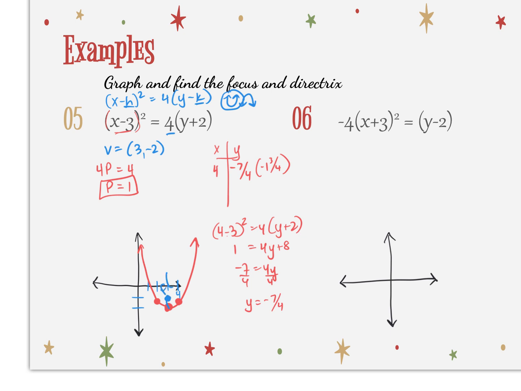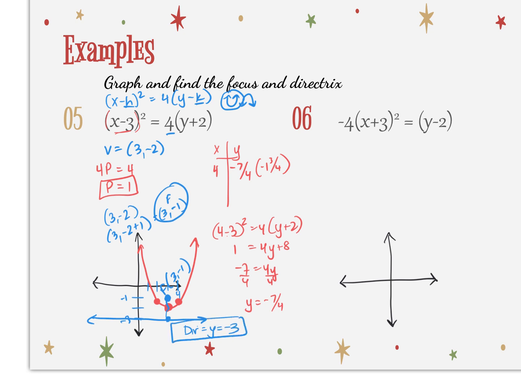And if my vertex is at 3, negative 2, and it's moving up, it's going to be located at 3 and then minus 2 plus 1 unit, which is 3, negative 1. So there's my focus. I can count or I can calculate, but either way, I know that my y is going to increase by 1. And my directrix is going to be down 1, so it's going to be the line through y equals negative 3. So my directrix is y equals negative 3. So again, be careful with those equations of those lines, but that's how you do it.